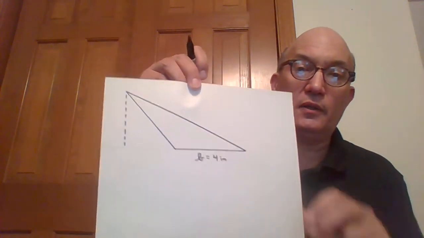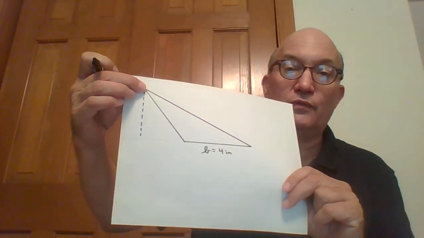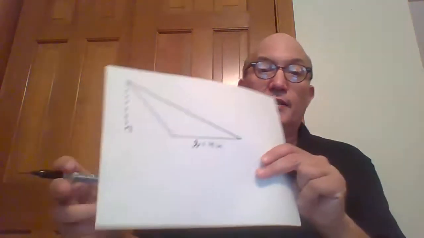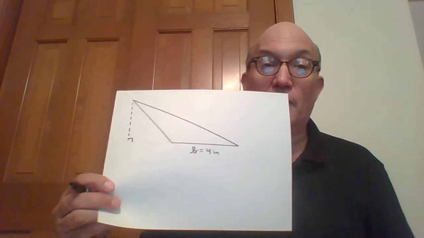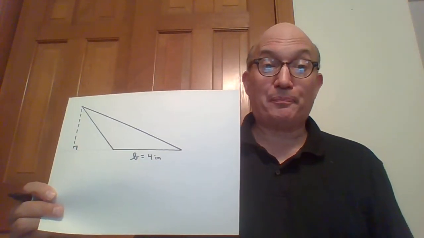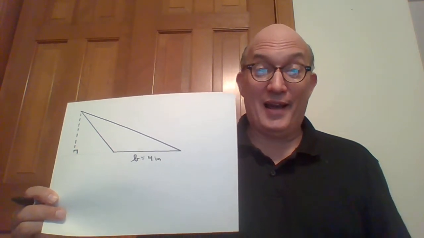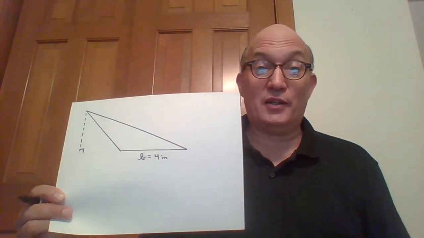And again, this height is not part of the triangle. It's not one of the sides of the triangle. See, I dropped it from this vertex down to an extension of the base. Let me put the little square there to indicate that it hits that extension of the base at a right angle. And can you guess how long that height is? I did this on purpose in constructing this triangle. It's 3 inches.